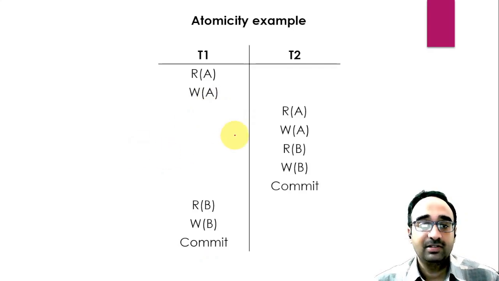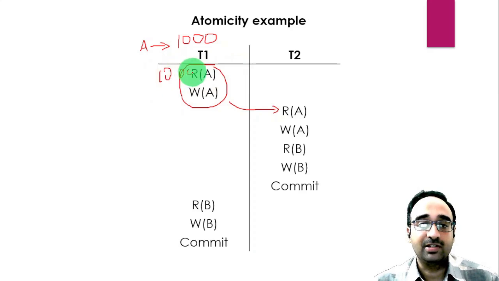Now if you see this, transaction 1 is performing these 2 operations, then it is moving on to transaction 2. Transaction 2 is reading the value of A. Initially, before the transaction started execution, let's say the bank balance of A is 1000 rupees. So this operation will read 1000 rupees because initially A is 1000. Now let's say we are transferring 500 rupees from A to B. Then 500 rupees will be deducted from A, so A will become 500.